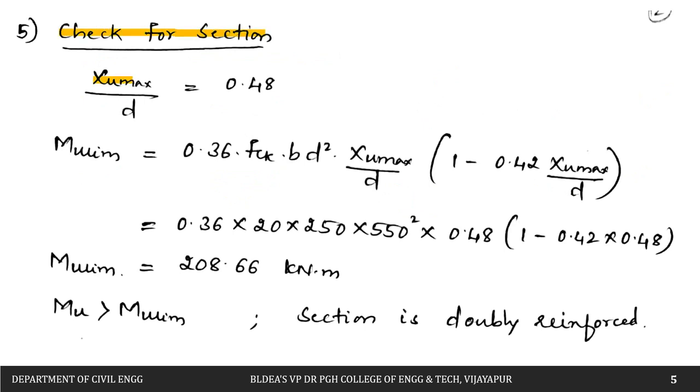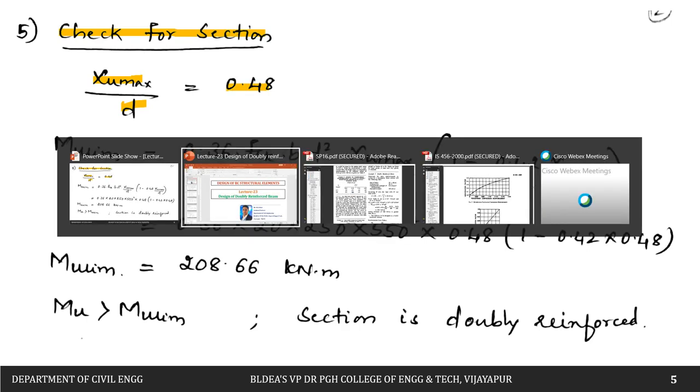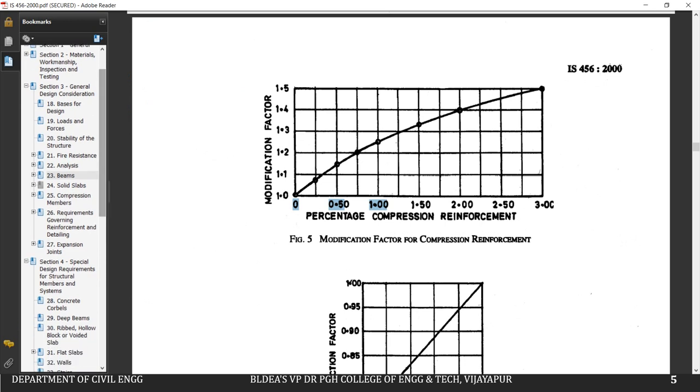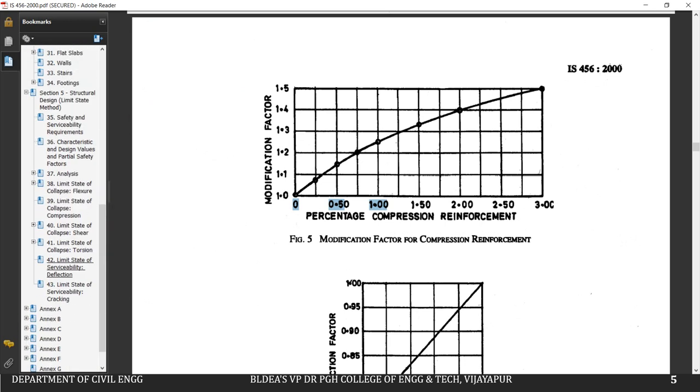Then we will check the section. Already we know this Xu max by d value, that is 0.48. Many times I have shown you. If you want, I'll show you that also.